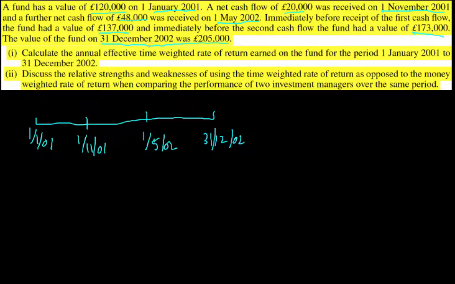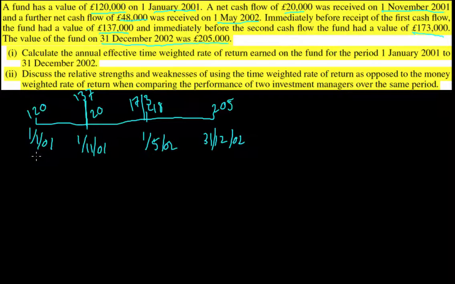And before each of them, it tells us the value. So just before this one, we get 137. And then for the second time, we get 173. And I should include that we had 20 over here, and we get 48 over here. We end with 205, and we started with 120. Okay, so now it just wants to know what is the time-weighted rate of return over that period.